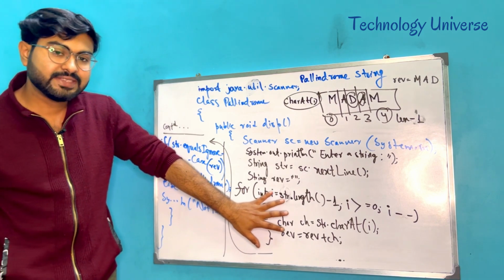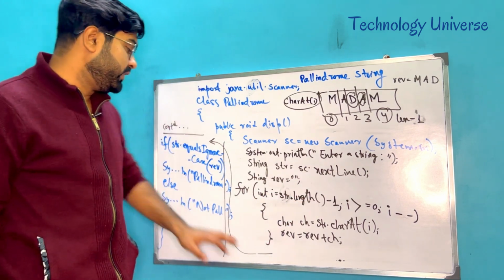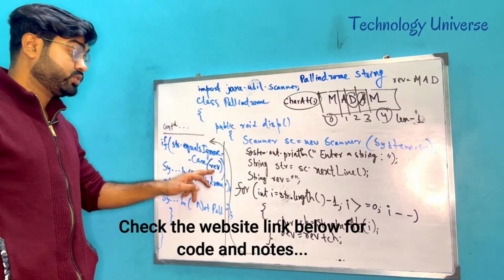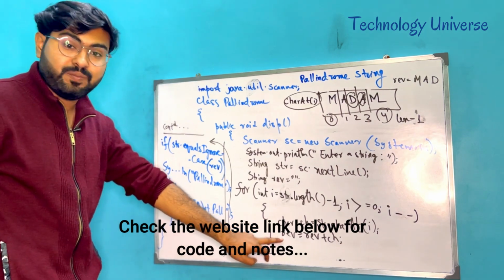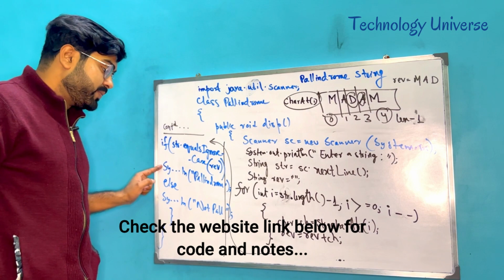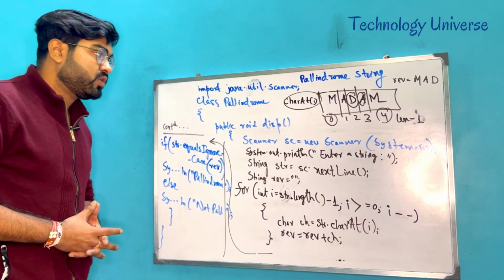Now this is happening inside the loop. Once the entire loop has run, then outside of the loop we are checking whether the original string is equal to the reverse string we have prepared here or not. If the string and the reverse string are equal, then we are printing palindrome, else we are printing not palindrome. Okay, so that was the program on palindrome string.